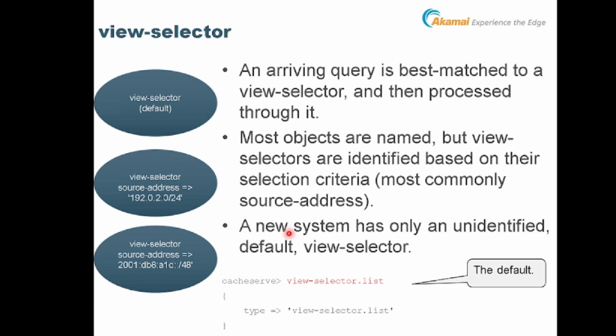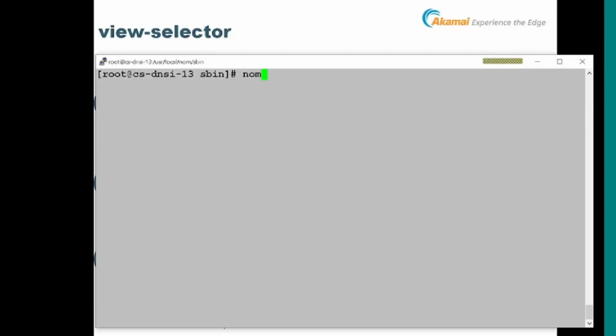So we'll start with the view selector, and out of the box there is a single view selector. Let's go back to NOMTEL for just a moment. NOMTEL, CACHESERVE, and view selector get.